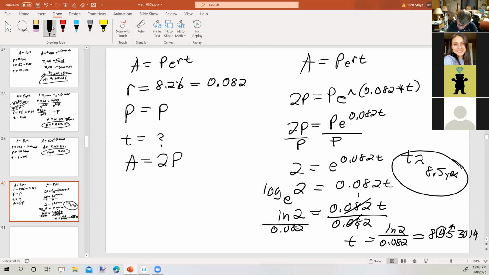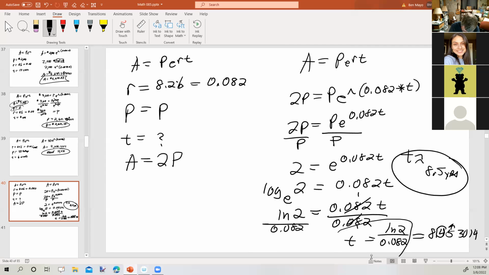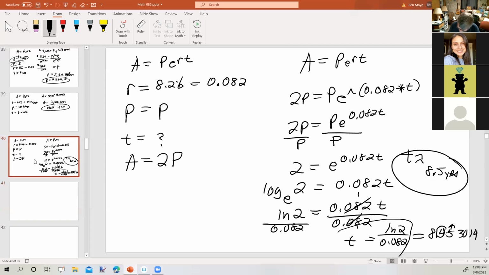So I have a question for you. Let's take a look at this. Well, in fact, let's leave it on the same screen. What is it we wanted to do? We wanted to double the initial population. Okay. And here we have the natural log of 2. What is this? 0.082. That's the growth rate.